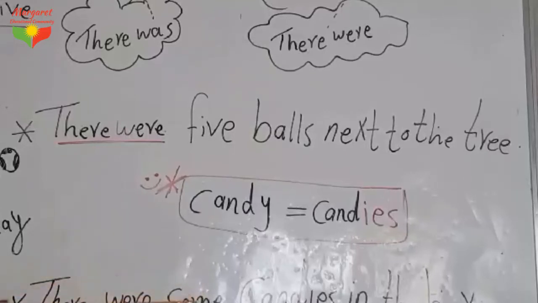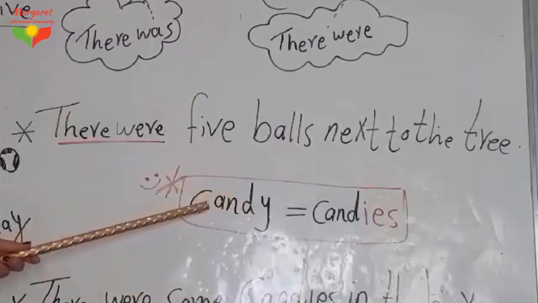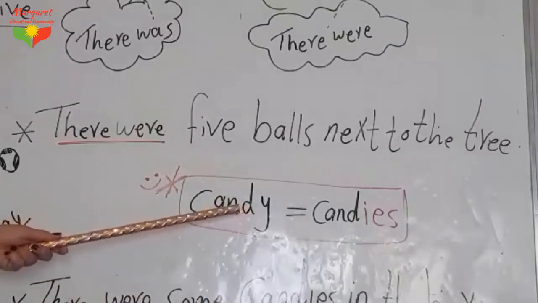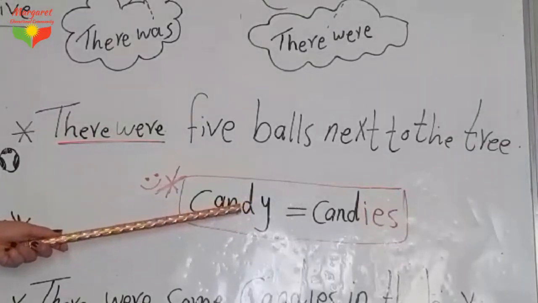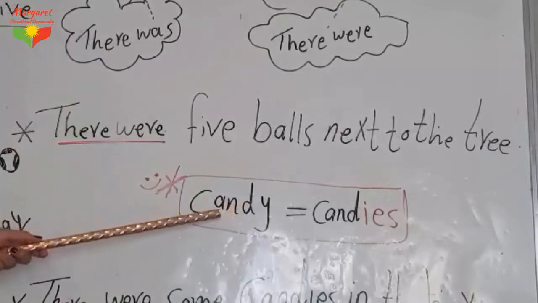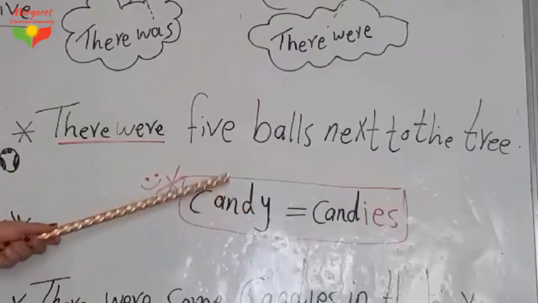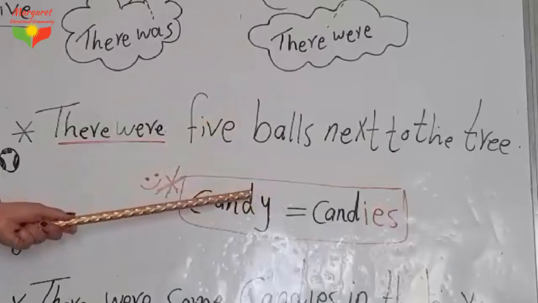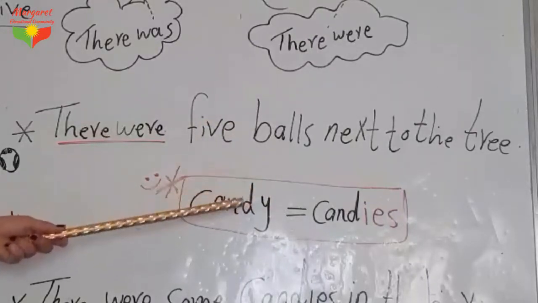There were some candies in the box. Look at this word, candy. Pay attention, please. Candy ends with Y. It's a noun, actually. If you remember, when we were at school, I told you clearly that if we change a noun from singular to plural, we should add S or ES at the end of that noun or of that word, okay?